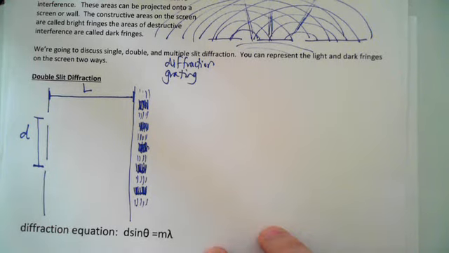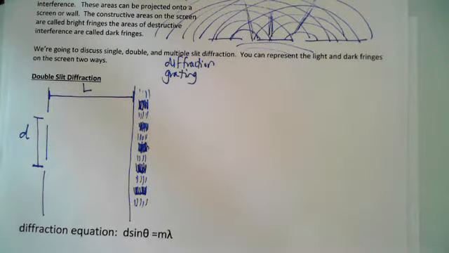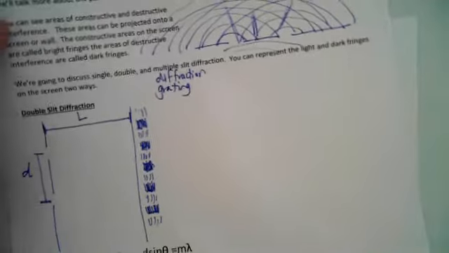Another way you can represent it is with a graph of intensity, so that the taller the graph, the higher the amplitude of the graph, the greater the intensity of light. So constructive interference areas are going to have a really high peak, whereas destructive interference areas, the dark fringes, are going to have a very low peak. So the way it's going to look, and I need to turn my paper sideways because it's hard to draw it.